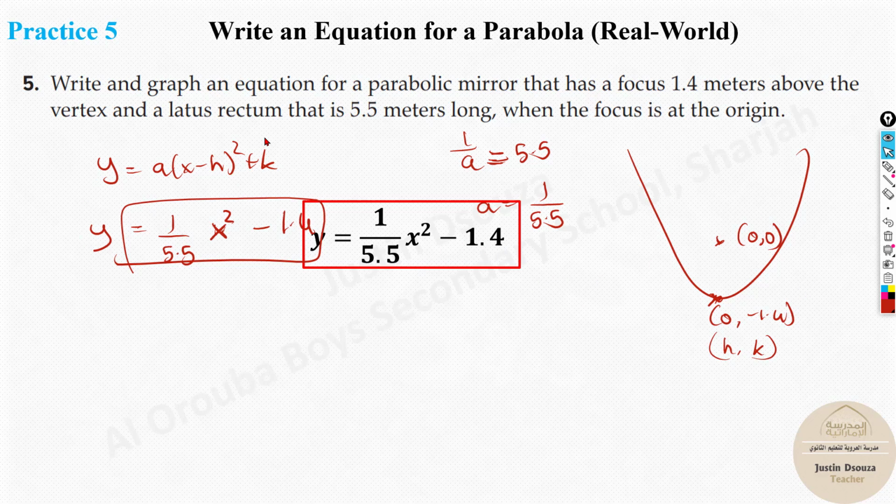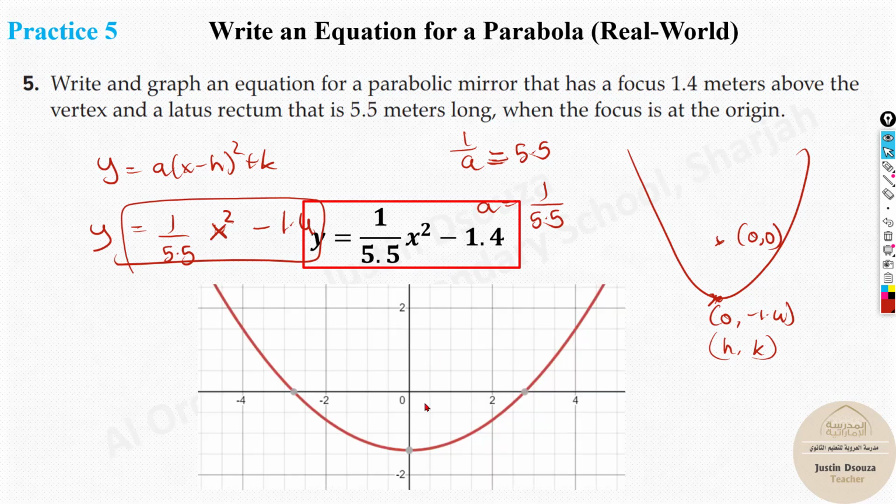We know how to graph it. Please put in the calculator and graph it. It'll open upwards. Here is the graph. The graph will look something like this. The vertex is important. Plot the vertex. Vertex can be found over here, 0, negative 1.4. And these are the points. The coordinate points will be easily obtained from the table mode 7. And you can see this is the focus over here, 0, 0.